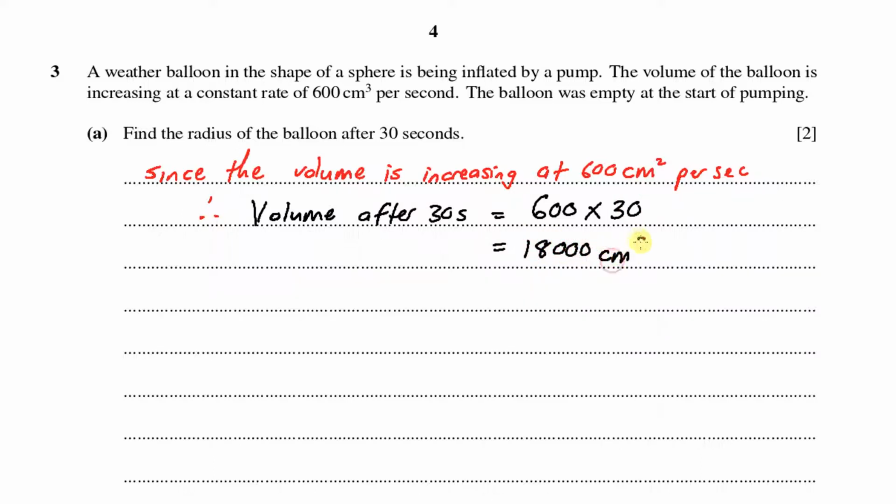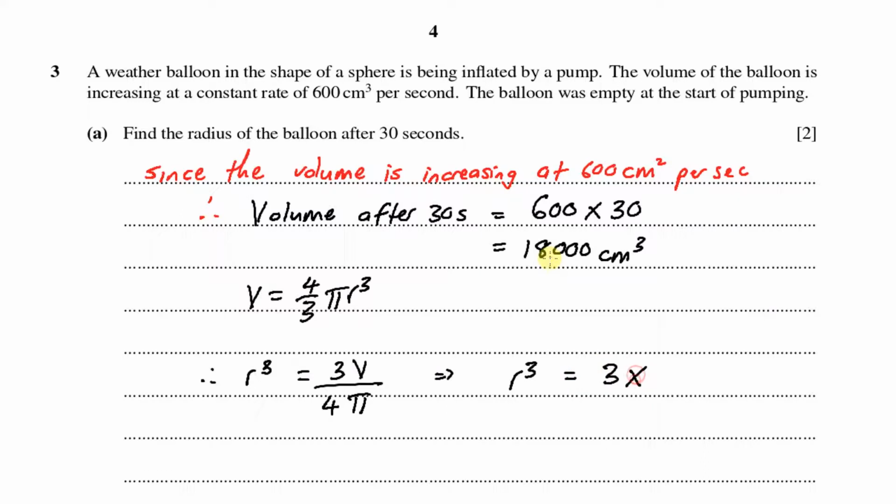So that's 18,000 cubic centimeters. Now we know that the volume of a sphere is calculated as 4/3 pi r cubed. And we can make r cubed the subject, which will be r cubed is equal to 3V over 4 pi. So this means that r cubed is equal to 3 times V, which is 18,000, all divided by 4 pi.